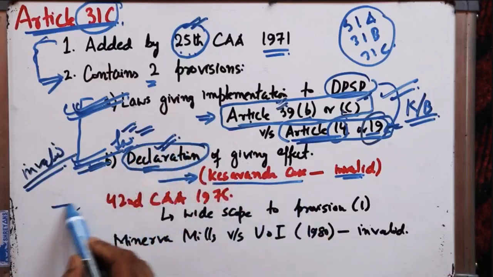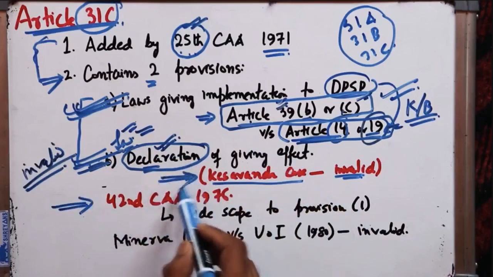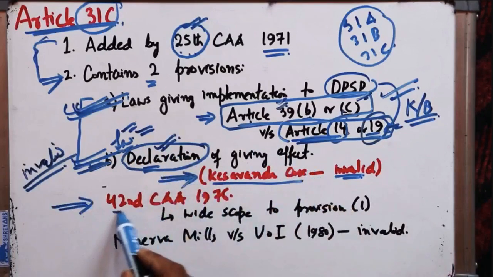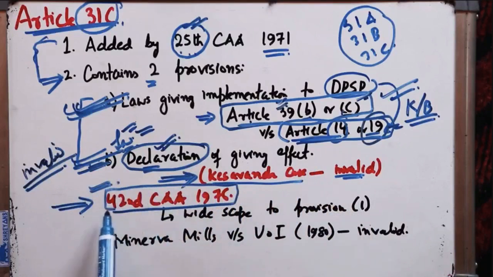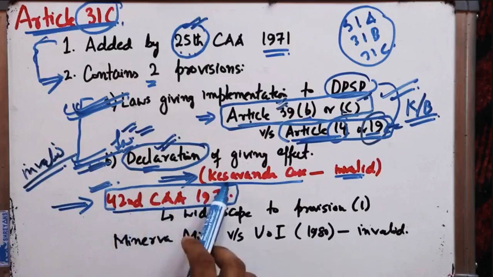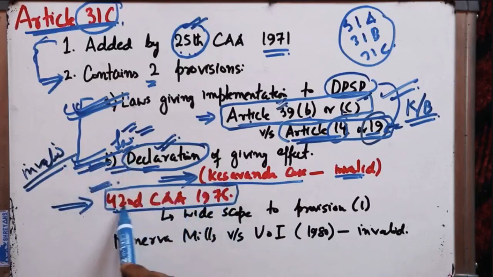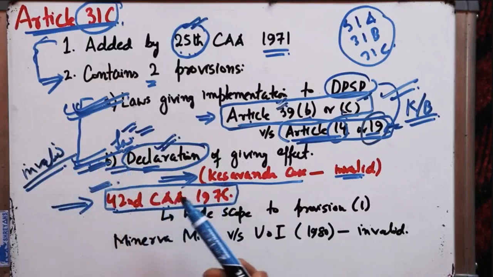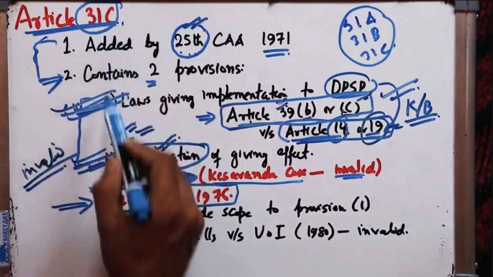Then what did Parliament do? Parliament, in order to nullify the effects of the ruling of the Supreme Court in the Keshavananda Bharati case, enacted the 42nd Constitutional Amendment Act of 1976. This 42nd Constitutional Amendment Act of 1976 is very important and very interesting. Since the Keshavananda Bharati case invalidated the second provision, the 42nd Constitutional Amendment Act of 1976 enacted by the Parliament widened the scope of Article 31C's first provision.